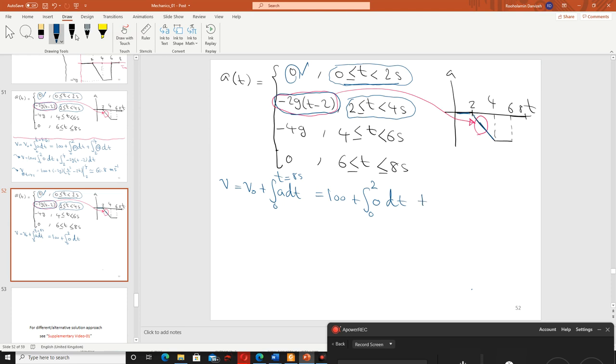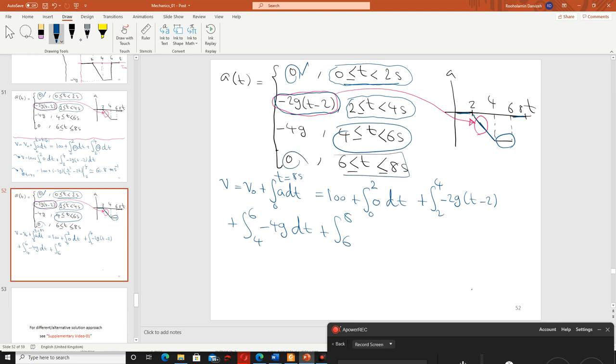From 2 to 4, the line equation, and from 4 to 6, minus 4g dt, plus 6 to 8, 0. If you replace the values, your v at t equals 8 seconds would be equal to minus 6.8 meter per second.